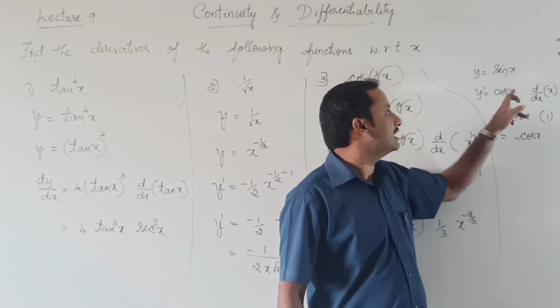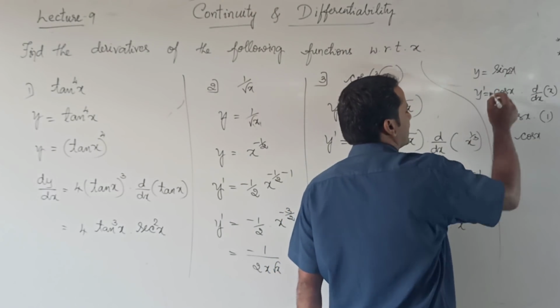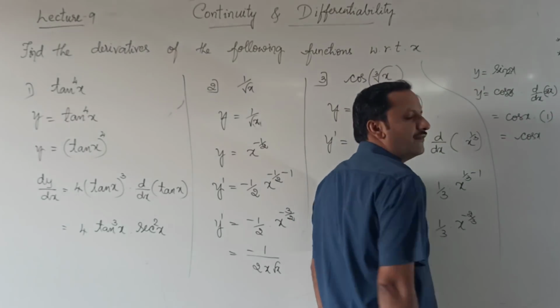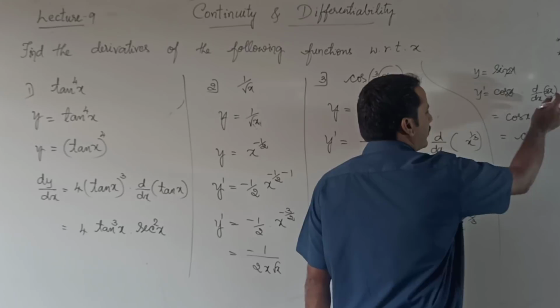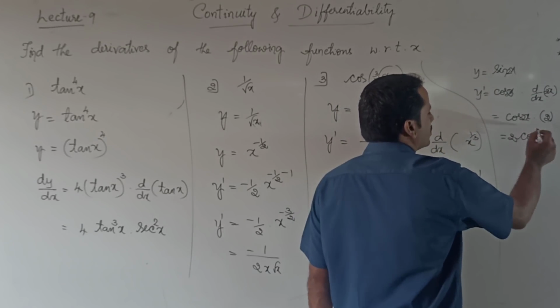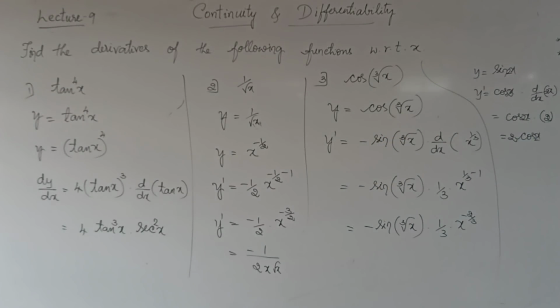Did you understand? Instead of sin x, if it is sin 2x, then what happens? There will be y dash equal to cos 2x into the derivative of 2x. The derivative of 2x is 2, so the answer would have been 2 cos 2x. Is it clear? Okay. Let's go to the next question.